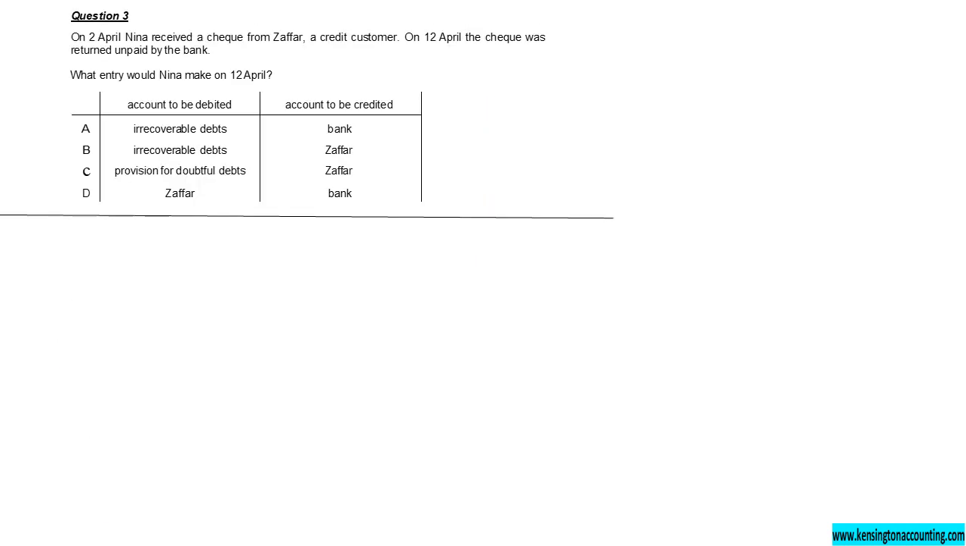Question 3. So again, let's look at what the question requires. It says, what entry would Nina make of the transactions of 12th of April? So we're looking from the point of view of Nina in the ledger of Nina or the books of Nina. Nina received a check from Zafar, who is a credit customer, and on 12th of April the check was returned and paid. Therefore, it is a dishonored check.